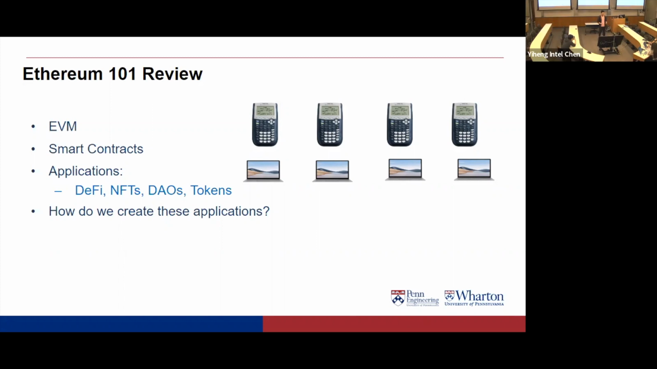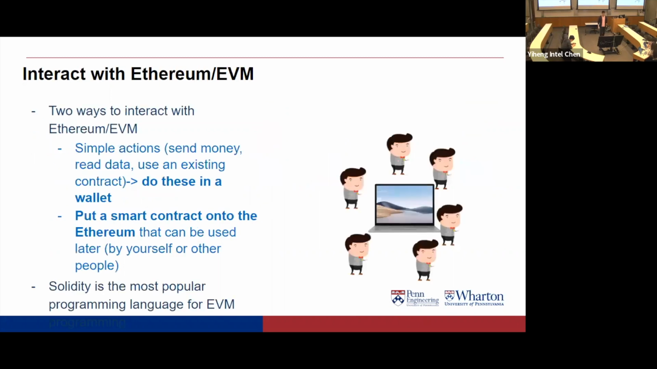This thing is currently trading at 1,600 something per ETH. You have smart contracts. These are programs that live on the blockchain. What can smart contracts do? Applications include decentralized finance, NFTs, DAOs, tokens. Now, the question that we didn't answer last time is how do you create these applications? Obviously, the answer is some level of code, but how does that actually look like?